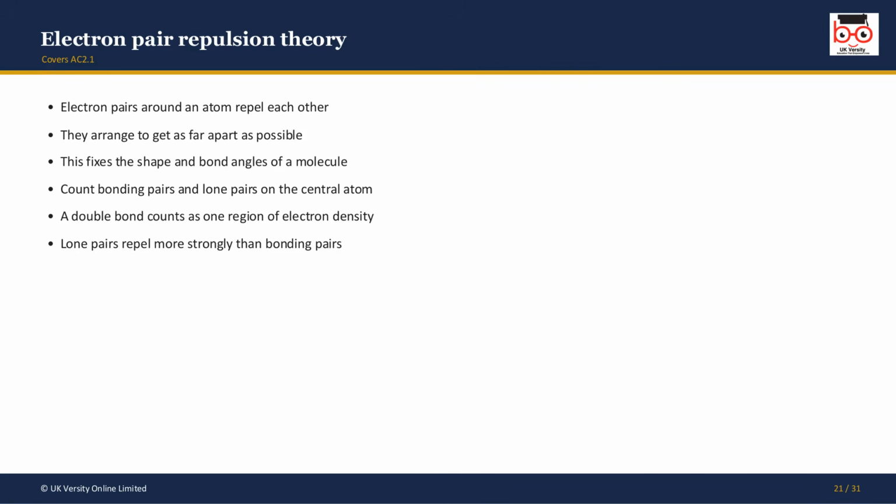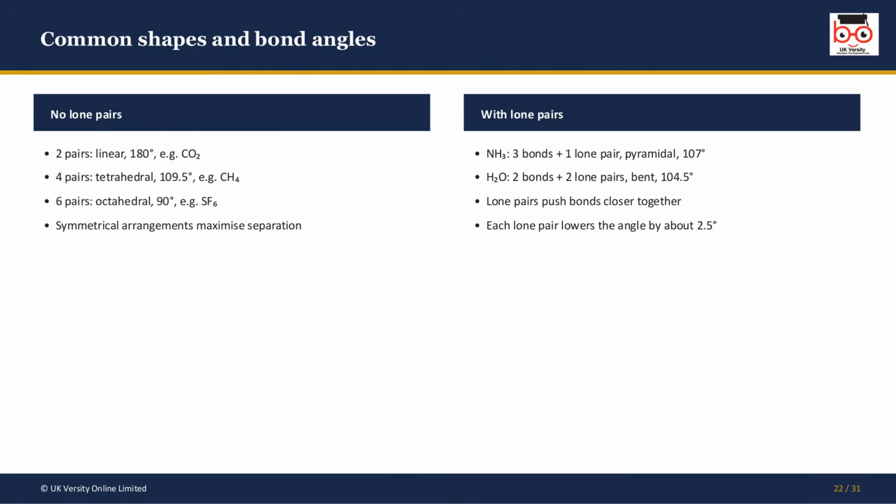Now, how do we predict a molecule's shape? Electron pair repulsion theory says the electron pairs around a central atom repel one another, and so spread out as far apart as possible. And that's what fixes the shape and the bond angles. You count the bonding pairs and lone pairs on the central atom, treating a double bond as a single region of electron density. And here's the key detail: lone pairs repel more strongly than bonding pairs. Let's run through the common shapes.